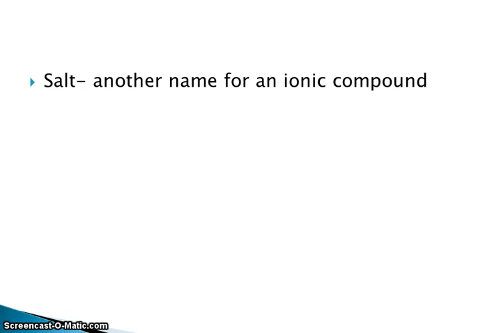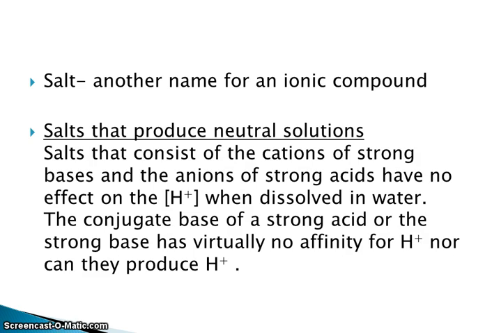And salts can be classified as neutral, basic, or acidic salts, depending on what happens to them when they dissolve in water. So when we look at salts that produce neutral solutions, we look at what the cation and the anion do in water. So a salt that consists of a cation of a strong base and an anion of a strong acid has no effect on the hydrogen ion concentration when dissolved in water. In other words, they're not going to affect the pH of the solution.